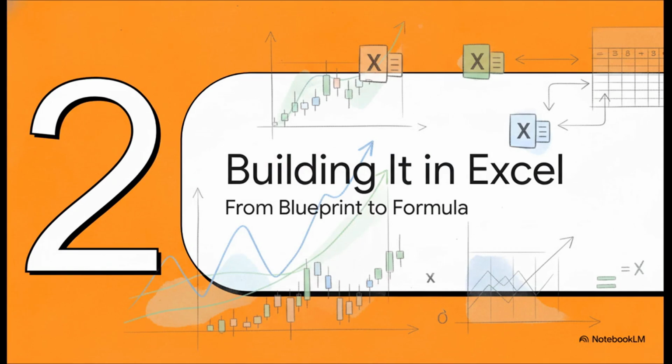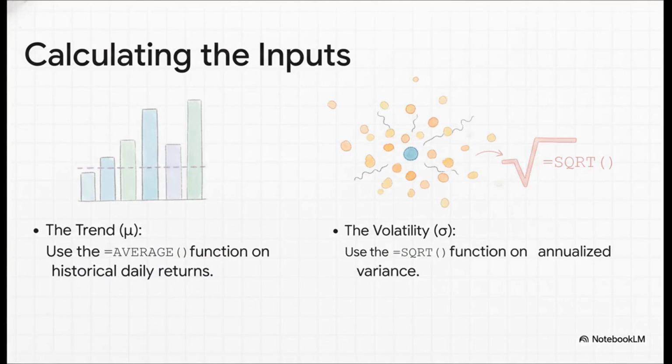We're going to take that formula and translate it into a language Excel can understand, using just a few simple built-in functions. First things first, we need to calculate our 2 key ingredients. Finding the trend is the easy part. It's just the average of the stock's daily price changes. We can do that with a simple equals AVERAGE function in Excel.